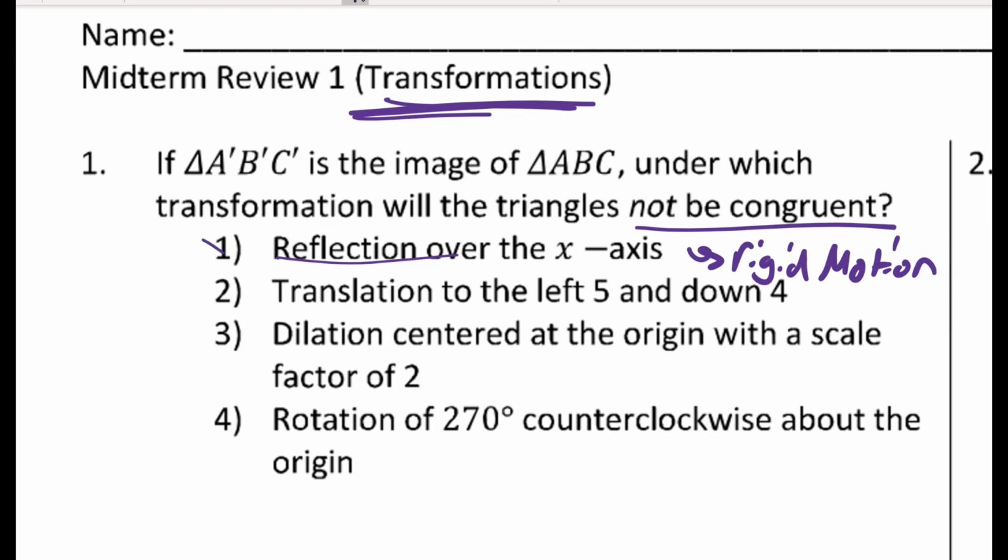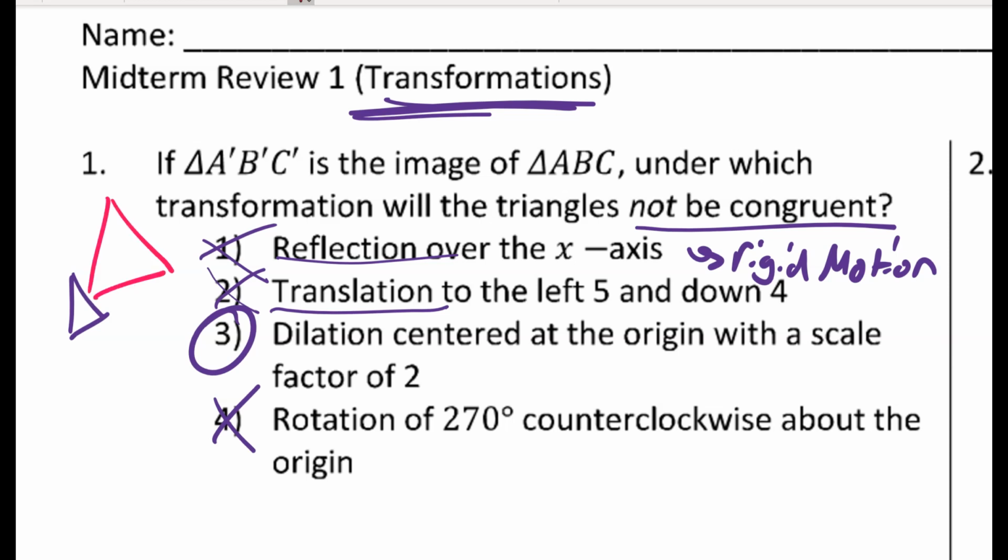So a reflection's a rigid motion, so that can't be it. A translation, just moving something left, right, up, down, that's a rigid motion. A rotation, spinning something around, is a rigid motion. But a dilation, centered at the origin with a scale factor of 2, let's say I've got that triangle, and then I dilate it by a scale factor of 2, it would double in size. So all of a sudden these side lengths are no longer congruent. So anytime you have a dilation, the images will not be congruent.